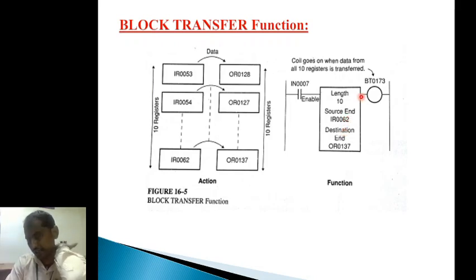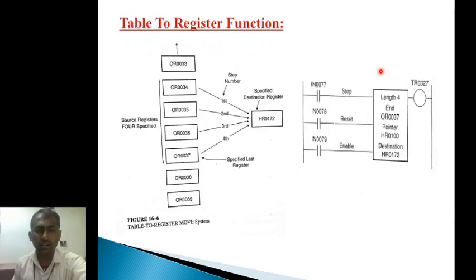So in this particular function, the block transfer function, we have n registers. On the source side, what is the end register? IR0062, and the destination register's end is OR0137. So the last registers are IR0062 and OR0137, and how many registers do we have? 10 registers. And when will this work? When the enable input is on. The output will be on when the complete transfer of the data of the 10 registers is completed; then the output of the block transfer function will be on.